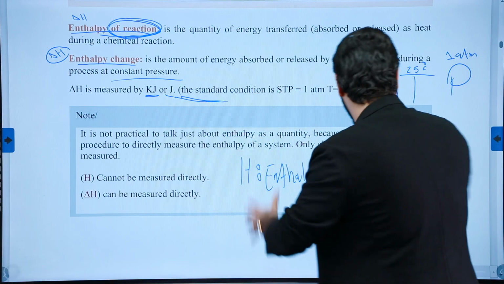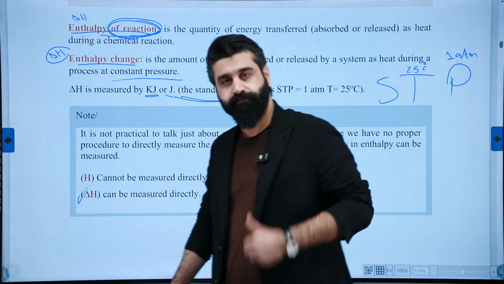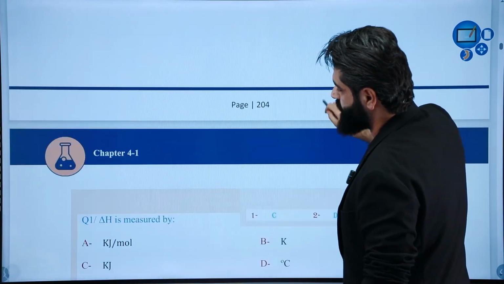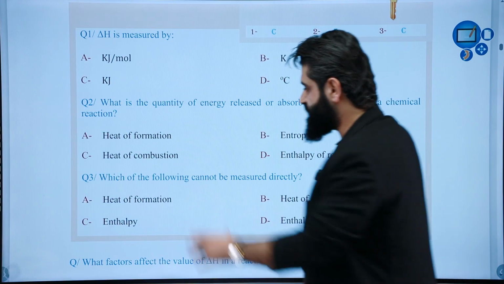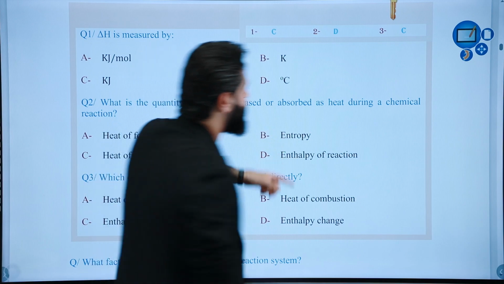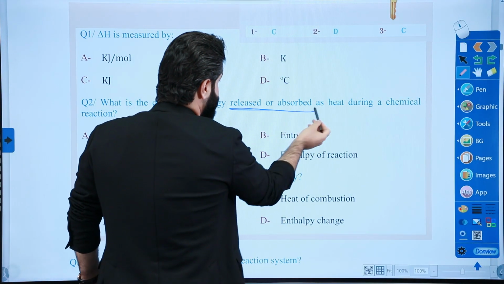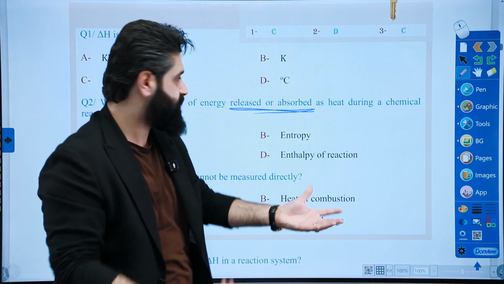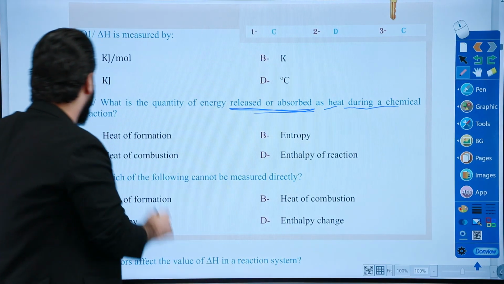The same thing is true here. But delta H can be measured directly. Good. You know what I mean by this question. Let's solve these two questions. What is the quantity of energy absorbed or released? Look at it. What is the quantity of energy absorbed or released? Instead of this, I can say that transferred as heat during a chemical reaction.